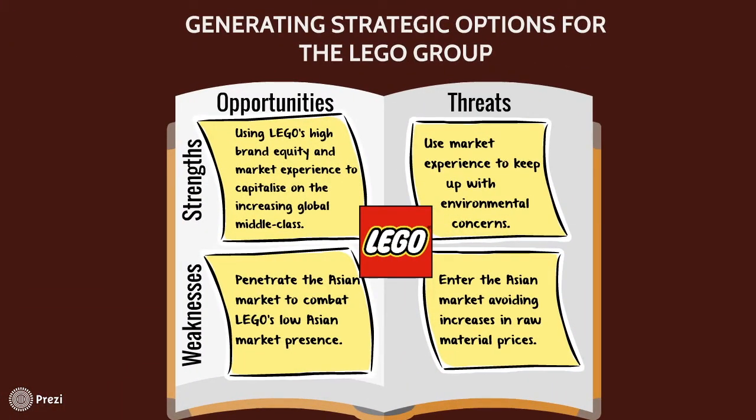Now, using the Lego group as the example, the strengths and opportunities are using Lego's high brand equity and market experience to capitalize on the increasing global middle class. Its weaknesses and opportunities are penetrating the Asian market to combat Lego's low Asian market presence. Its strengths and threats are using market experience to keep up with environmental concerns. And finally, its threats and weaknesses are entering the Asian market, avoiding increases in raw material prices.